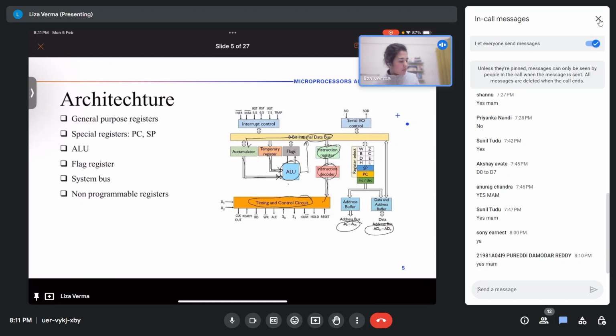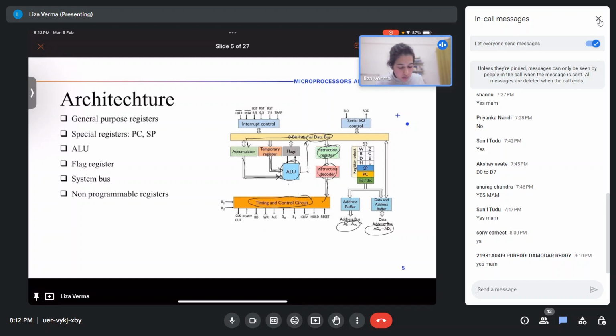Now, non-programmable registers. I don't remember if this was discussed in class. I think it was. The instruction register and instruction decoder are the non-programmable registers. We cannot change how they work. They are destined to do something.